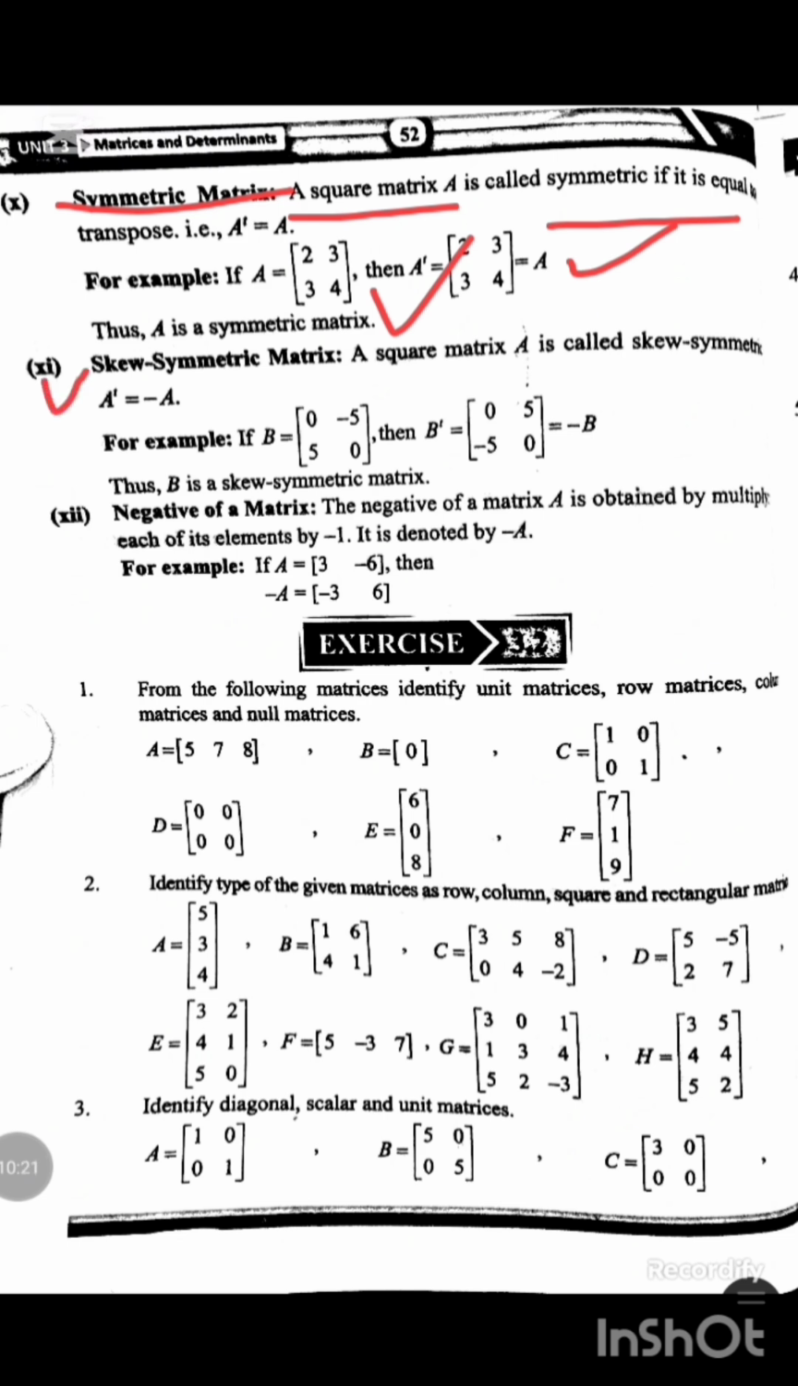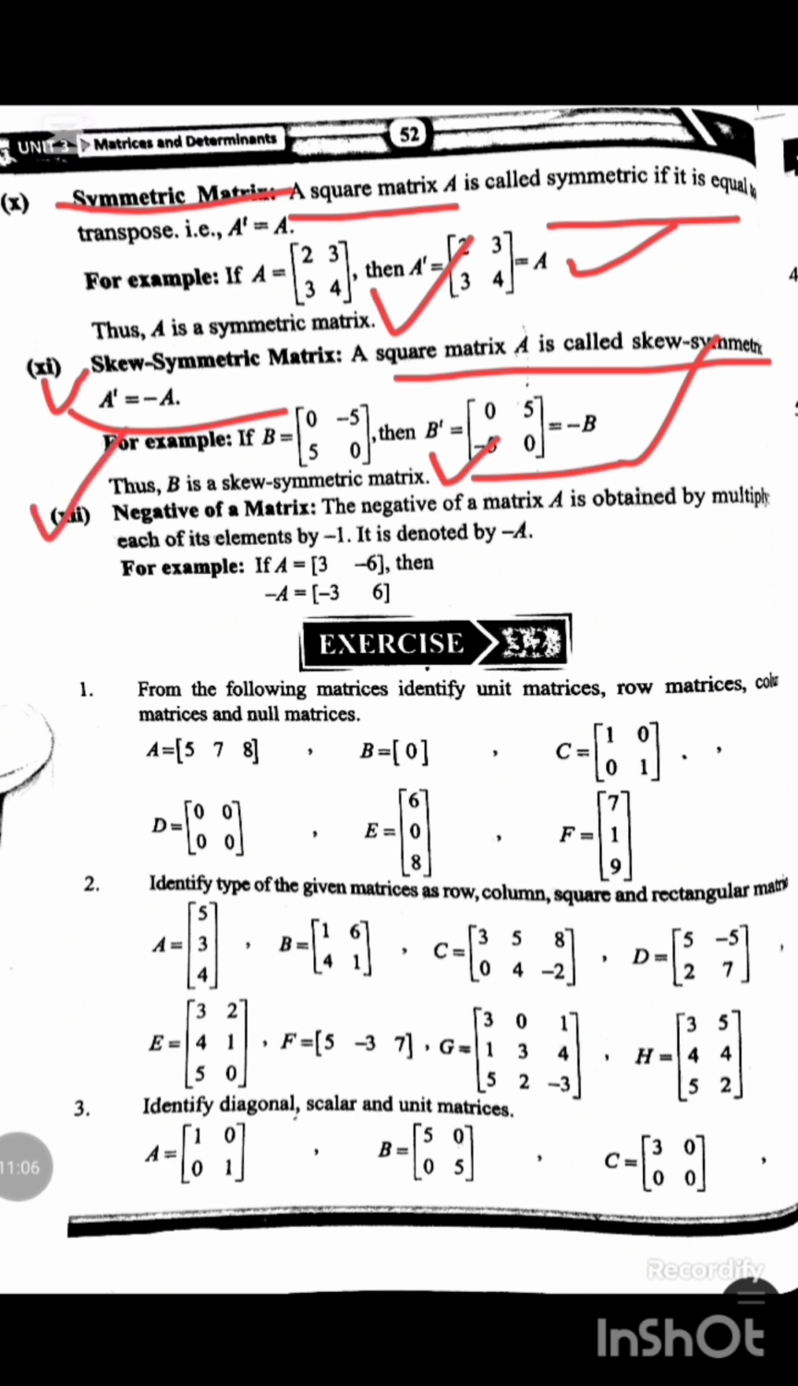Next we have skew symmetric matrix. A square matrix A is called skew symmetric if its transpose is equal to the negative of the given matrix. Suppose we have matrix B: 0 minus 5, 5 0. Then B transpose will be 0 5, minus 5 0. By taking minus common from this we will get minus, and the remaining will be the same as matrix B. So that's why this is called skew symmetric. If we have a matrix A, and after taking its transpose and taking the minus sign common we get our original matrix, then we call this matrix a skew symmetric matrix.